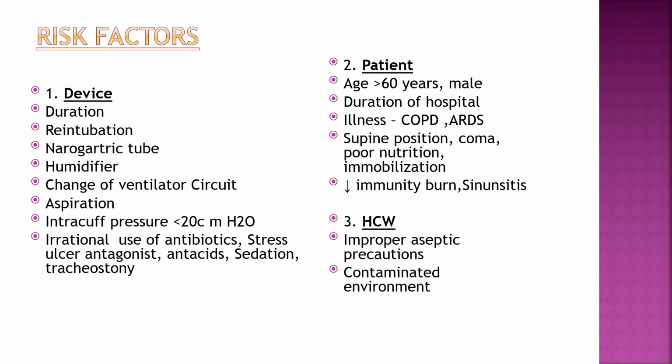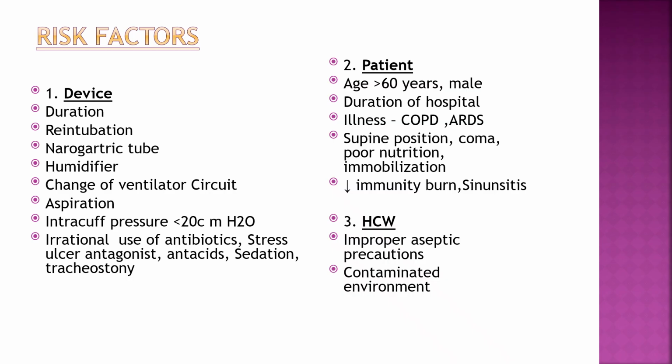Then re-intubation is one factor, nasogastric tube or humidifier used. Then change of ventilator circuit, aspiration of gastric fluids or aerosols, the inhalation, intracuff pressure if it is less than 20 cm of H2O, irrational use of antibiotics, or maybe the patient is having stress ulcer, antagonist, antacids, sedation or tracheostomy. So these are the risk factors associated with the device.